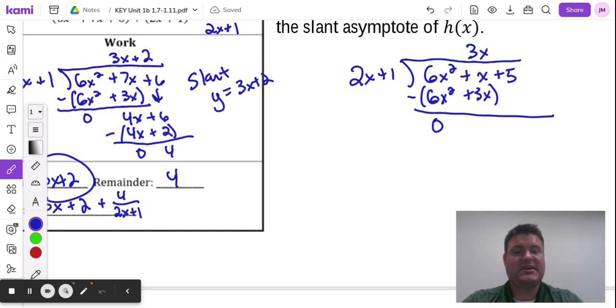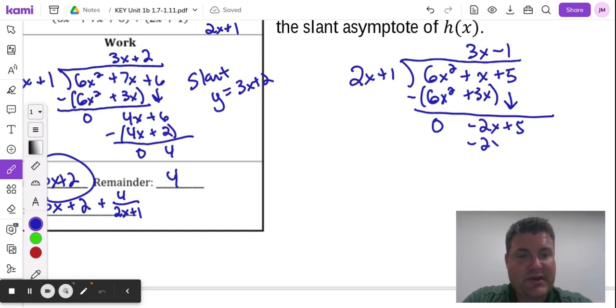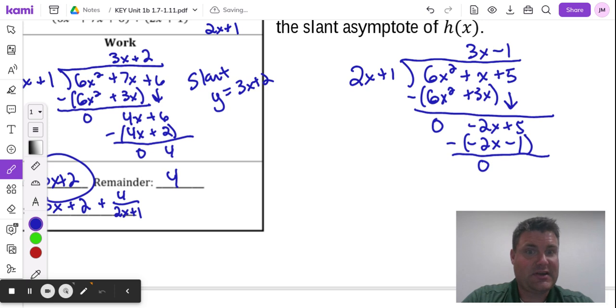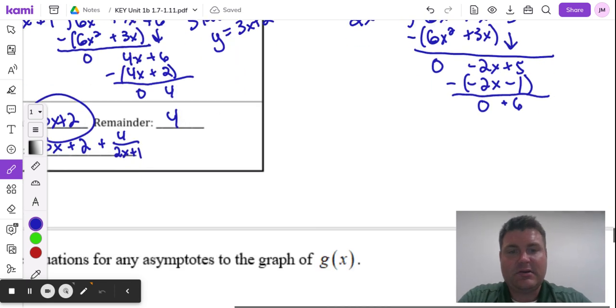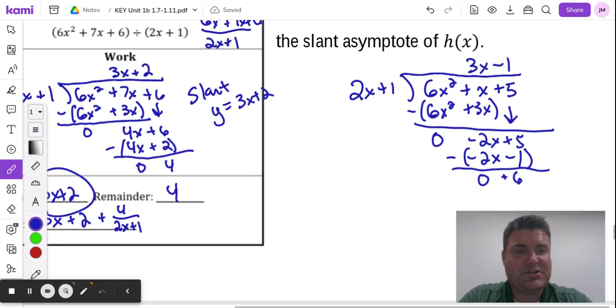x minus 3x is negative 2x. Drop down that plus 5. Okay. 2x goes into negative 2x negative 1 times. So we're going to get negative 2x minus 1. We multiply it back through. We subtract all these negatives. Kind of gets weird, but we're going to get 0 on the front here. We're going to get 5 minus negative 1, which is really a positive 6. So this rational function becomes 3x minus 1 plus 6 over 2x plus 1.